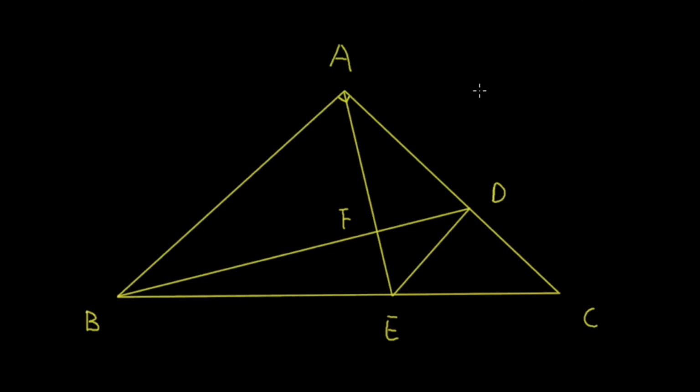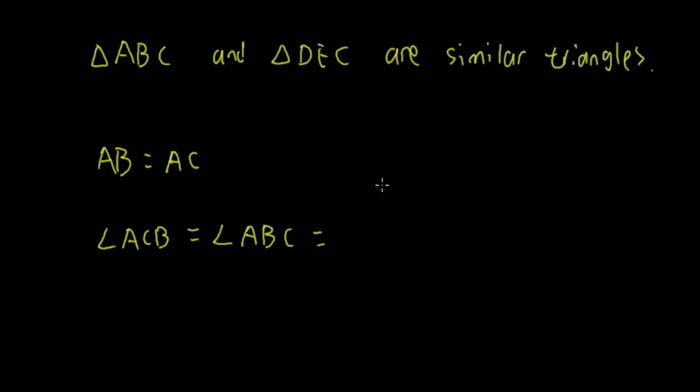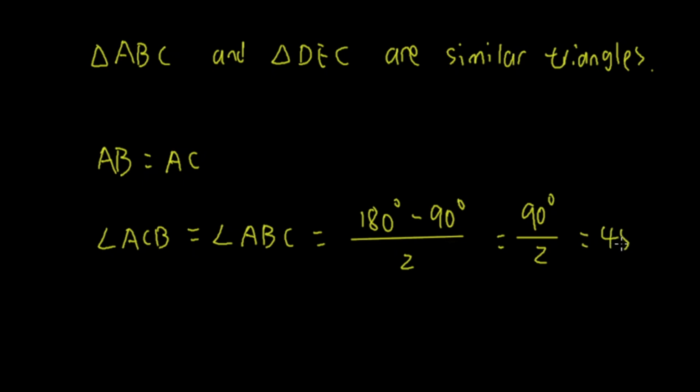We know that all angles inside a triangle add up to 180 degrees. Subtract 90 degrees, divide by 2. So 180 degrees minus 90 degrees, divide by 2. That is 90 degrees divided by 2. That is 45 degrees each, right? For these two angles. Okay.